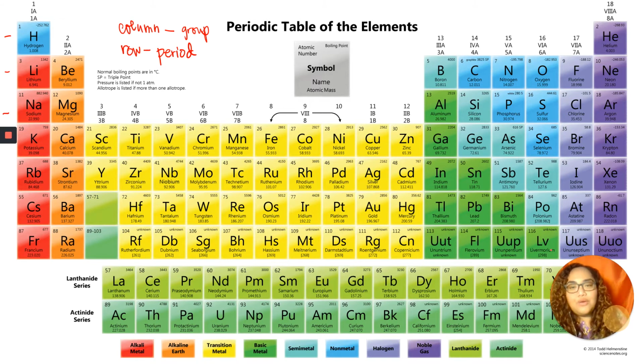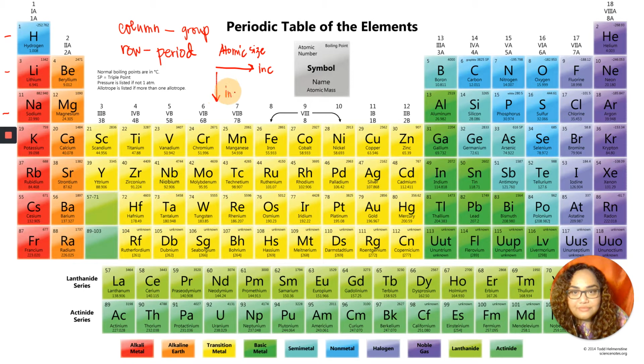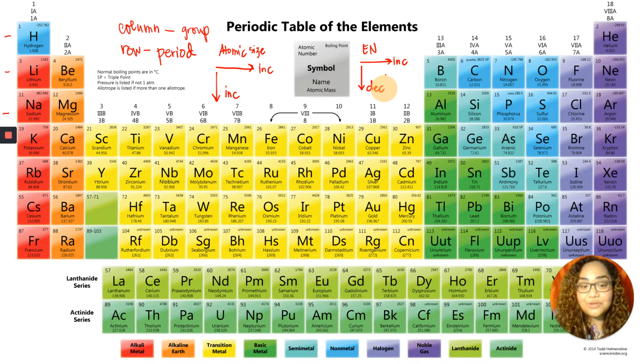Now, how about the atomic size? Atomic size would increase as you go from left to right. And then it would also increase if you go from top to bottom. Now, how about electronegativity? For electronegativity, it would increase from left to right, but it would decrease from top to bottom. So these are the things that we have to remember.